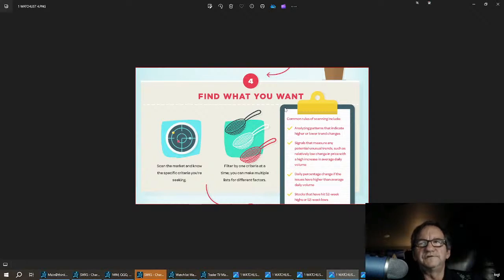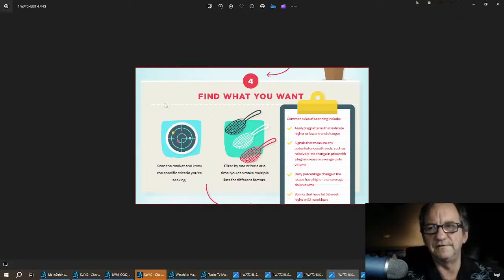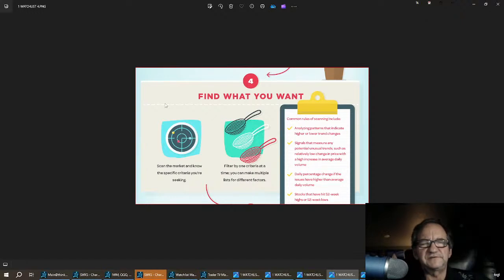Find out what you want. What kind of criteria are you going to set these up in? What kind of scans? How do you like to trade? Do you like to trade knives? Do you like to trade 52-week breakouts? Do you like to trade chart patterns? Set your scans up that way. Do you like to trade candlestick patterns? Set your scans up like that, and then create a watch list off of it.